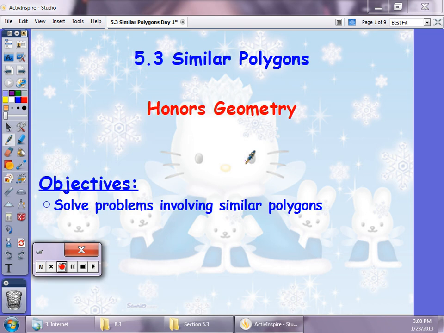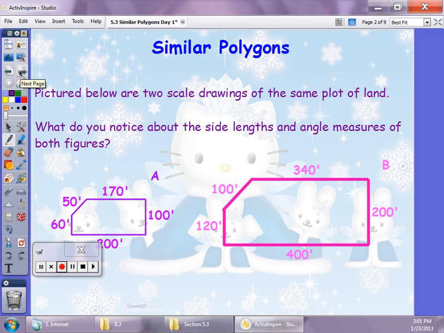This honors geometry lesson is on section 5.3 on similar polygons. The objectives for today are to solve problems that do involve similar polygons. Pictured below are two scale drawings of the same plot of land, one smaller drawing and one larger drawing.